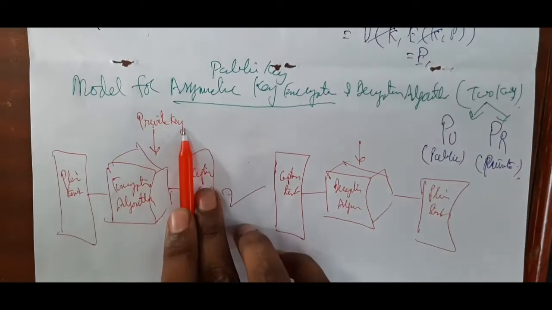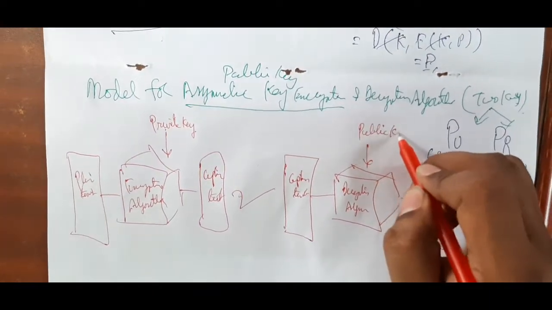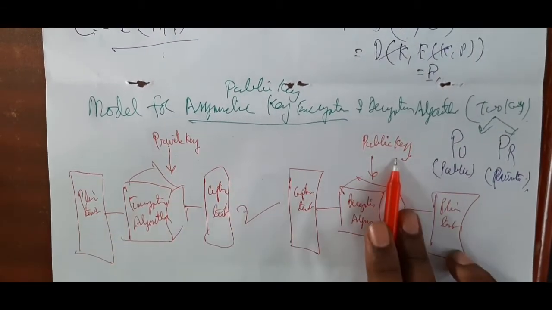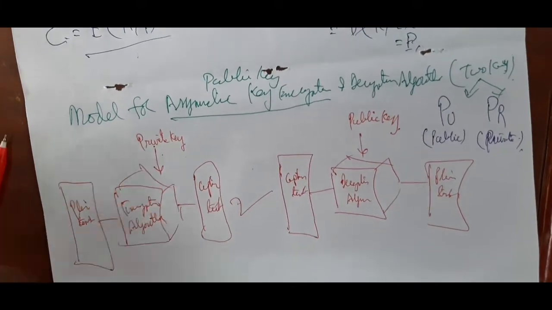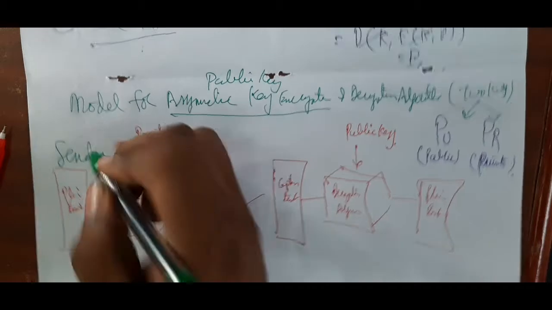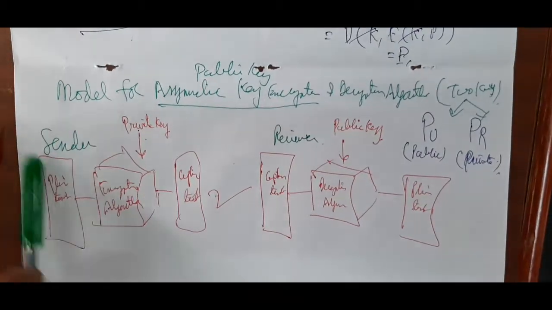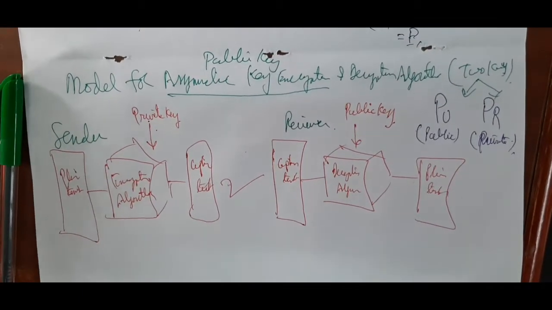Since we used private key here, we use public key here, right? If you use public key, you have to use private key. If you use private key, you have to use public key. So that is the concept you're going to follow here, right? Now again the same sender, and here this is the receiver, right? Now for this also we are going to use the encryption and decryption formulas, right?